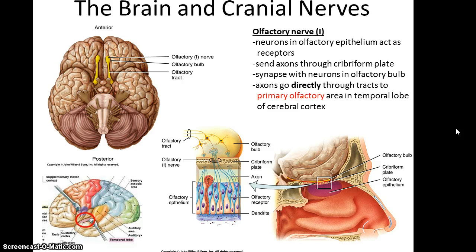So, olfactory nerve. The olfactory nerve is linked to the olfactory receptors found in the superior portion of the nasal cavity. So it turns out that the receptors are also the olfactory neurons, and they then signal through the cribriform plate up to the olfactory bulb, which is technically considered part of the brain. There they'll go through synapsing, and the signal will be sent on directly to the primary olfactory area in the temporal lobe of the cerebral cortex. So again, olfactory bypasses the thalamus, goes straight to its primary olfactory area.